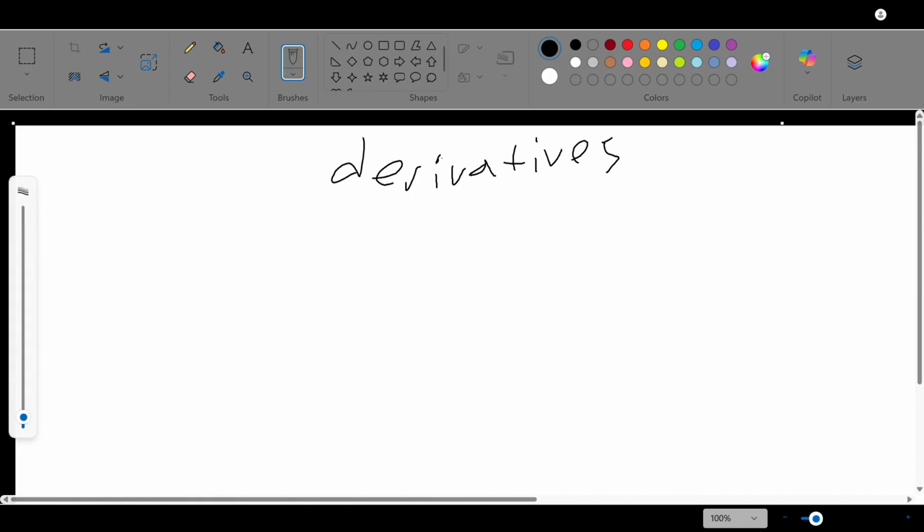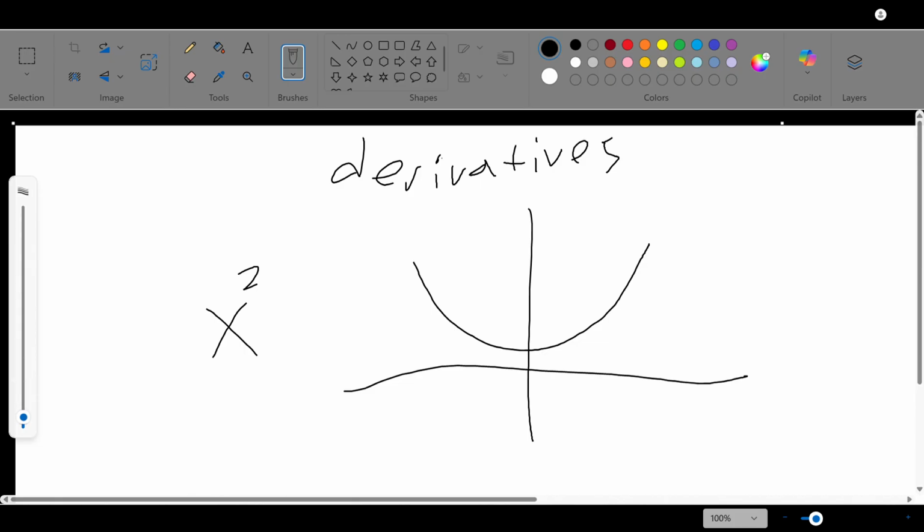Derivatives are the instantaneous slope of any given graph. Let's say we have x squared. It's going to look like this. Now the derivative is going to be the slope at any point on this graph. So right now we're going to apply one of the rules.